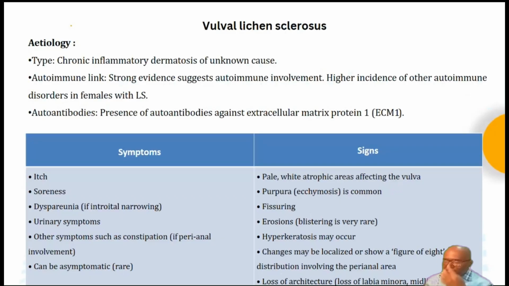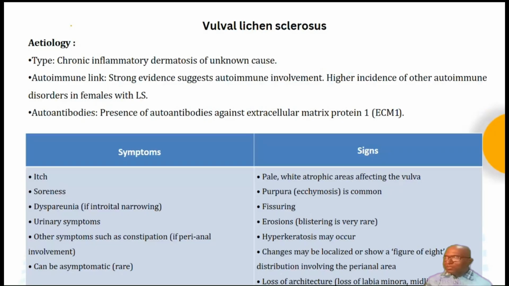So what is the etiology of vulval lichen sclerosus? It's a chronic inflammatory dermatosis of unknown cause. It has got an autoimmune association. There is strong evidence which suggests autoimmune involvement. There is a higher incidence of other autoimmune disorders in females with lichen sclerosus. There is a presence of autoantibodies against extracellular matrix protein 1. So ECM1 antibodies, antibodies against this ECM protein 1, are present in lichen sclerosus.